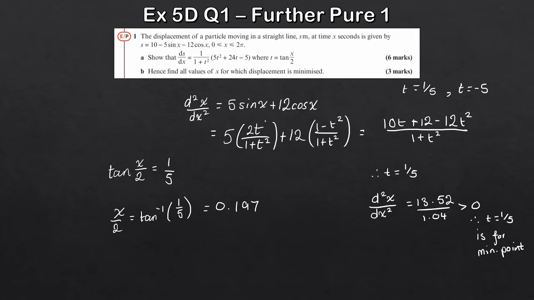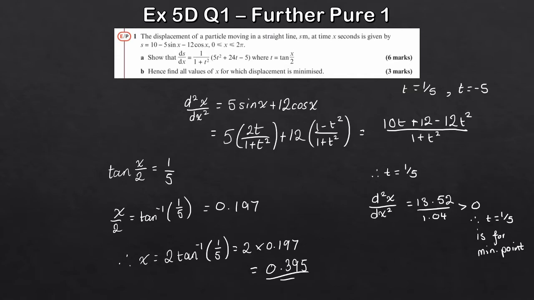Again, make sure you're working in radians because we're between 0 and 2 pi. 0.197 radians. So x is just 2 times this. So that's 2 times 0.197, giving us 0.395. And that's simply the only solution we have for that one. Obviously due to the periodicity of tangent and such, but you don't need to worry too much about that. So we just get that one solution there, 0.395.